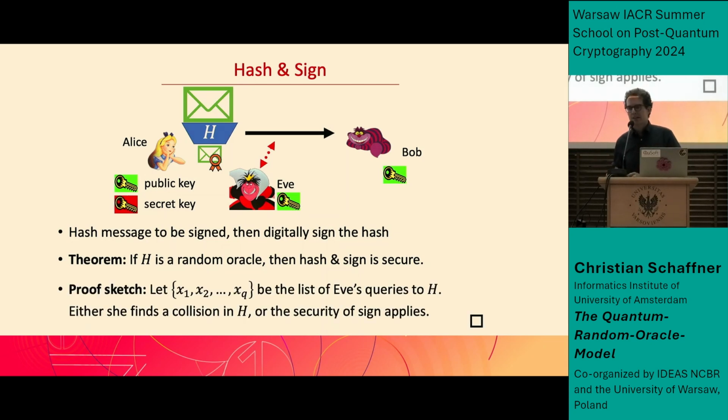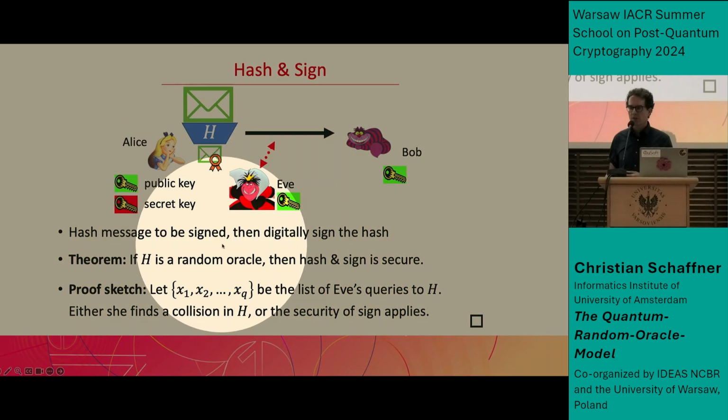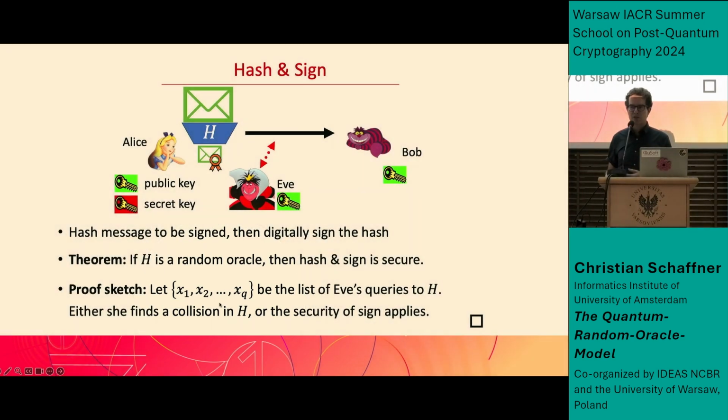So again, we can think of the queries that Eve makes to the random oracle as x1 to xq. And then there are two cases you have to distinguish. Either she finds collisions in H, so then she was lucky and she broke the cryptographic property of H. Or if there's no collision, then hashing first is actually as good as signing the original message. So if the original digital signature scheme was secure, then this new hash and sign scheme is also secure.